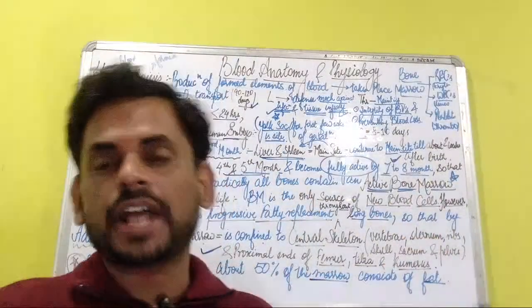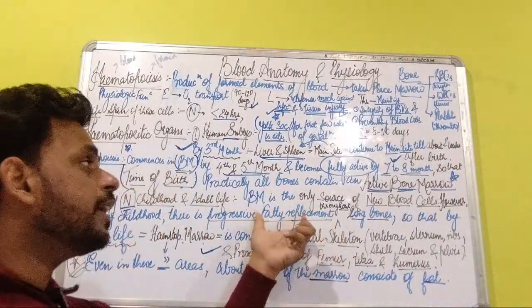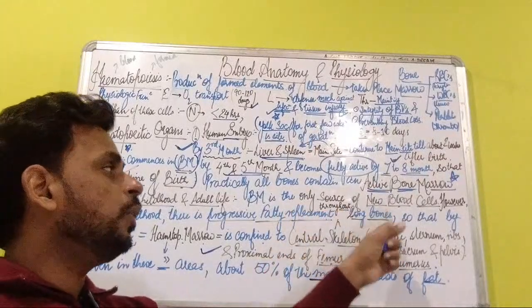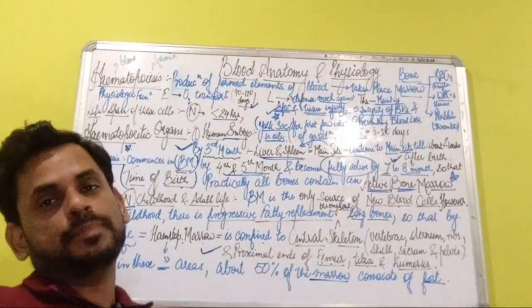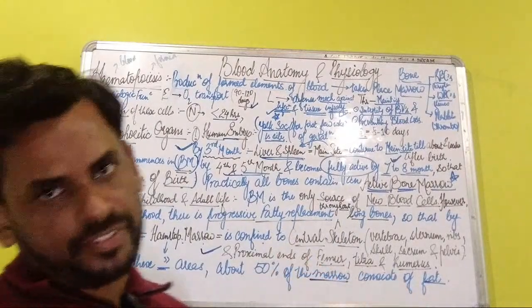Slowly and gradually, as the bones develop, there is progressive fatty replacement throughout the long bones. So fatty replacement occurs, and 50% of the marrow consists of fat.